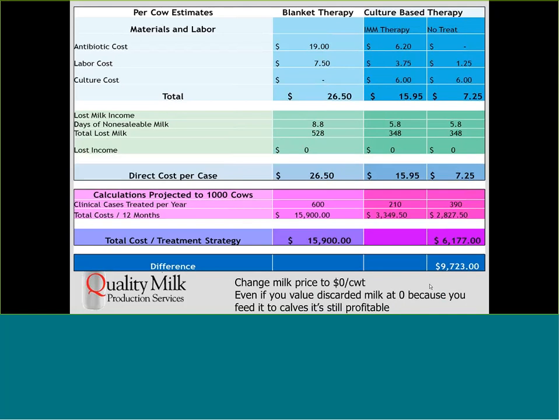The next thing somebody usually asks here, well, I need antibiotic-laden pus-filled milk to feed my calves. Okay, so we're going to value that milk at 0. Does this still pay? Yeah, even if we say we're going to discard all this milk, we're going to feed it to calves, we're still upside $9,000, almost $10,000 per 1,000 cows, even if we feed it all to calves.